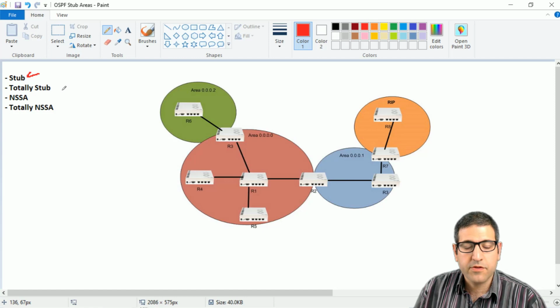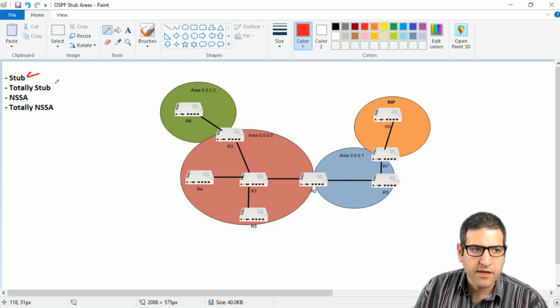Let's look at the totally stub area. A totally stub area is the same as the stub area. It blocks the LSA type 5, which are the external routes, but in addition it also blocks the LSA type 3, as we've seen before. These are the inter-area routes, meaning the routes coming from other areas in OSPF. For example, this route over here, this route, and this route, normally they come to here, and the router here can see them in its routing table.